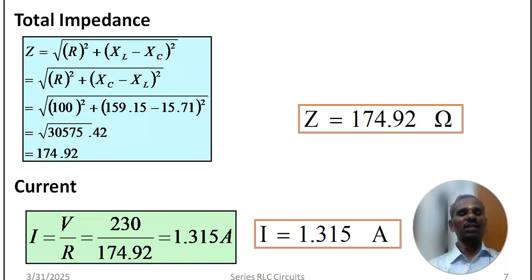Then the second question asked is to find the current. We already know that current is equal to voltage divided by total impedance. Voltage is 230 volts, impedance is 174.92 ohms. So the current is 1.315 amps. So this was the second question asked.